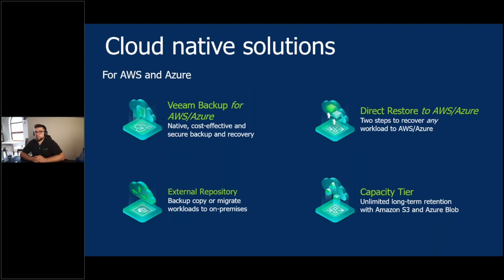And this is where we go to the cloud native solutions for AWS and Azure, so Veeam Backup for AWS and Azure. The third layout covers this use case. Direct restore to AWS and Azure is partially covered with the third layout. External repository backup copy or migrating workloads to on-premises, this is Veeam Backup and Replication. This is the first or second layout. And capacity tier or direct backup copy to object storage is now available in Veeam Backup and Replication.